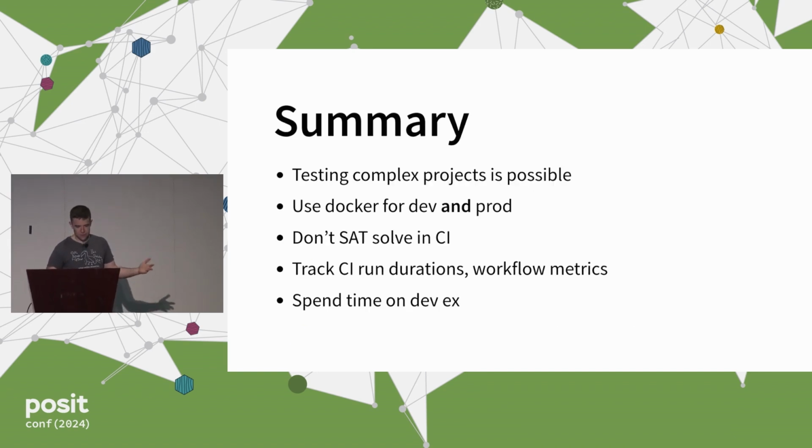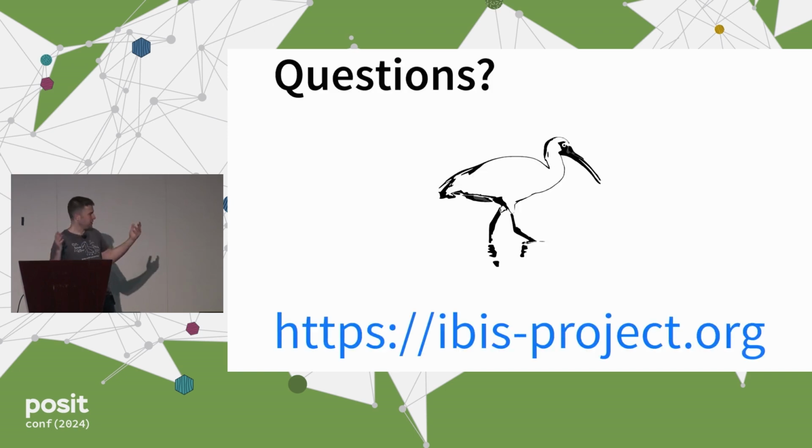Okay, so to summarize, testing complex projects is possible. Use Docker for both dev and prod. Don't have two different setups for that. Don't solve satisfiability problems in CI. Measure stuff about the things you care about, and then also spend time on making it easy to run the complicated things. That's it.